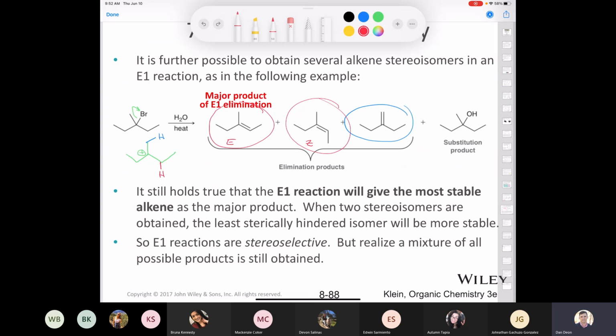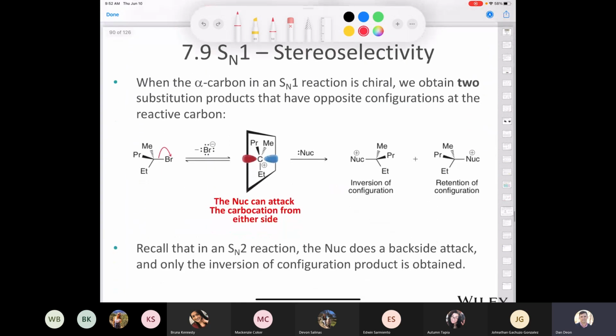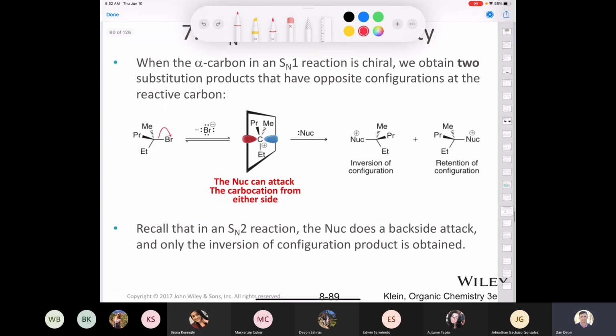E1 reactions are stereoselective, but realize a mixture of all possible products are going to still be obtained. Man, that's a lot of different products. Anyhow, let's talk about the stereoselectivity of an SN1 reaction. It says that when the alpha carbon in an SN1 is chiral, you get two substitution products that have opposite configurations.